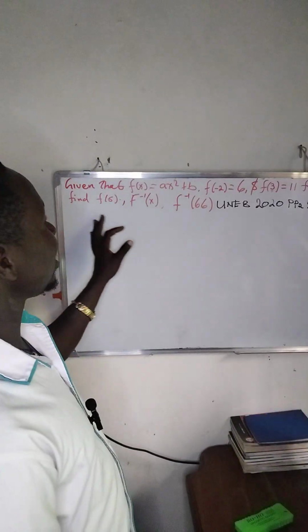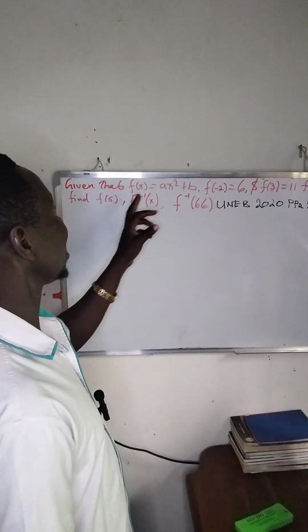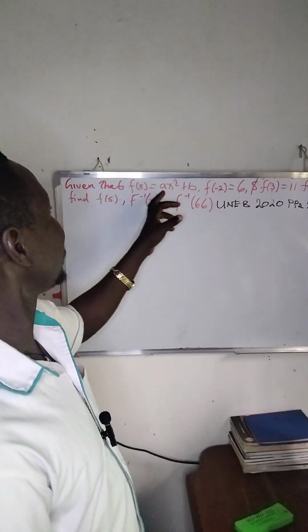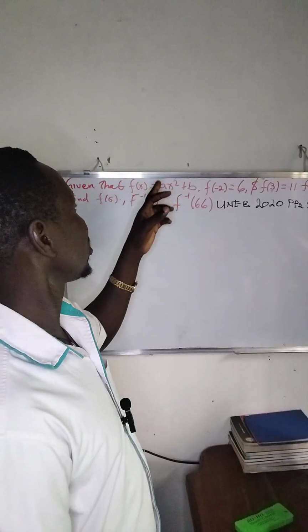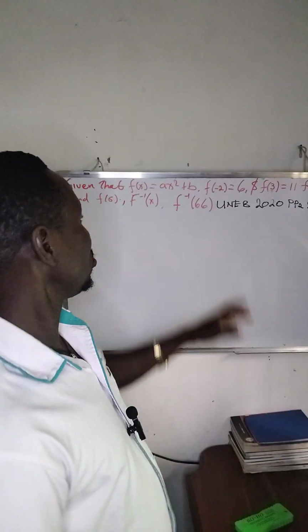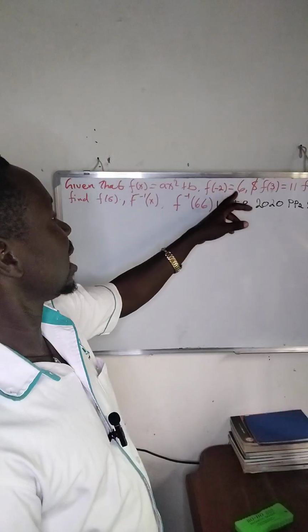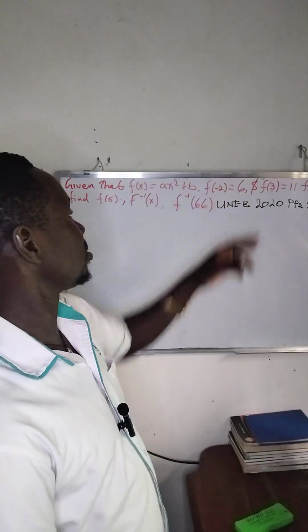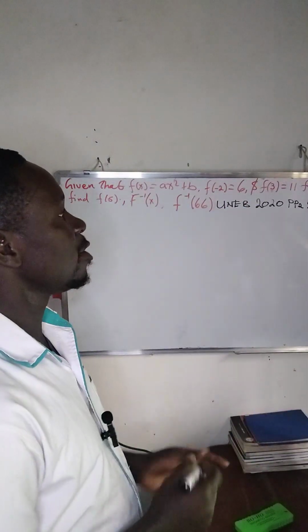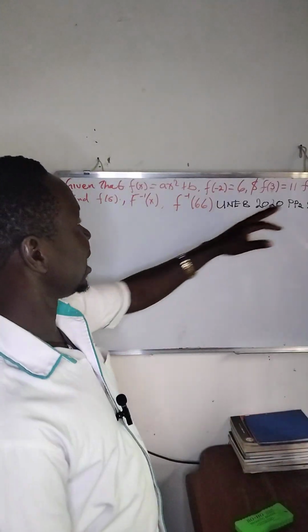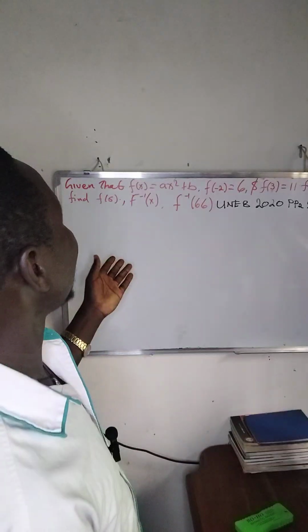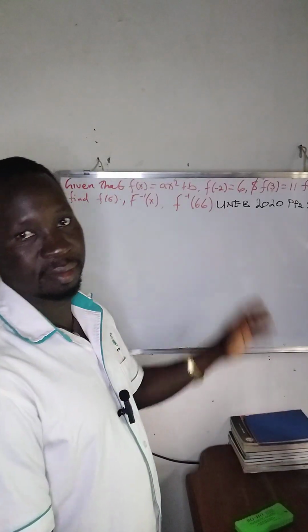Now we are having a function which says given that f of x is equal to ax squared plus b, and also f of negative 2 is equal to 6, and f of 3 is equal to 11. Find the value of a and b. As we are preparing, this question had 12 marks.